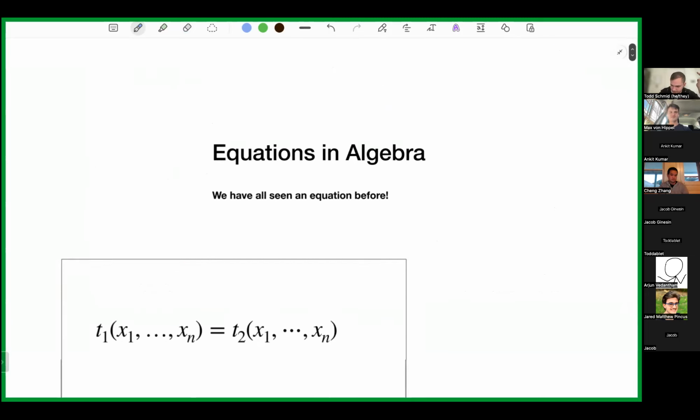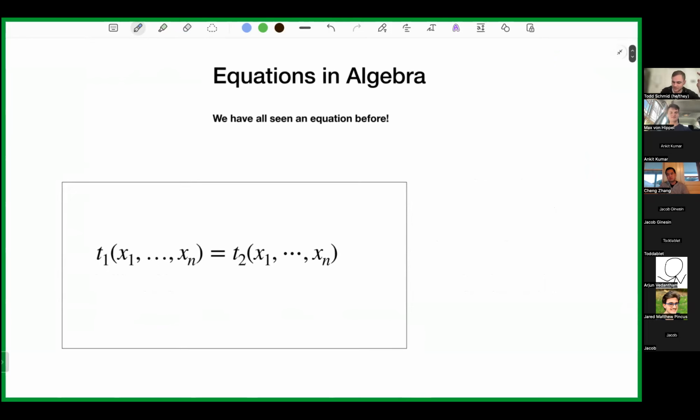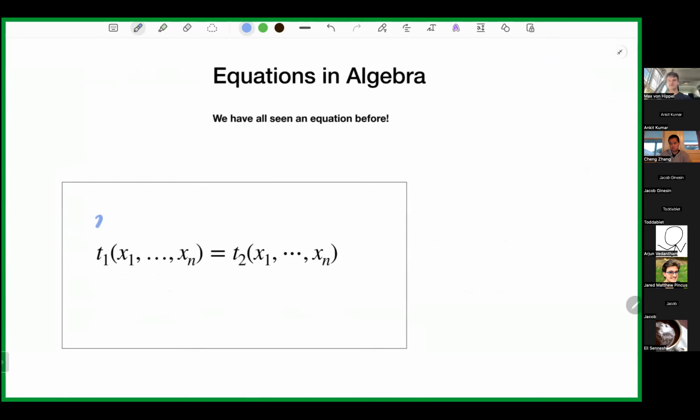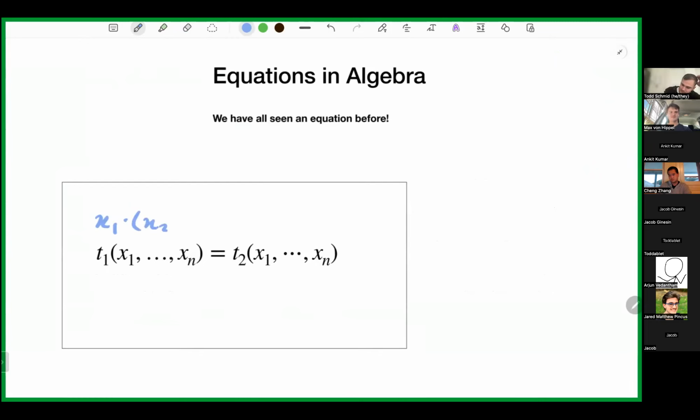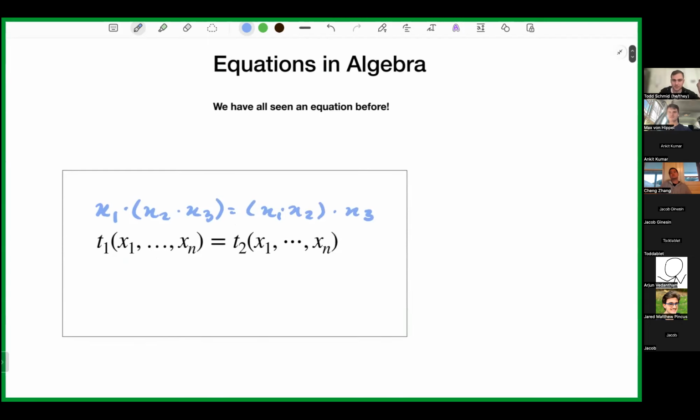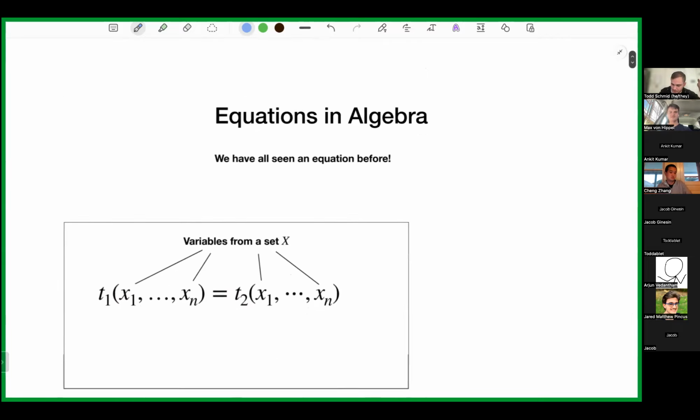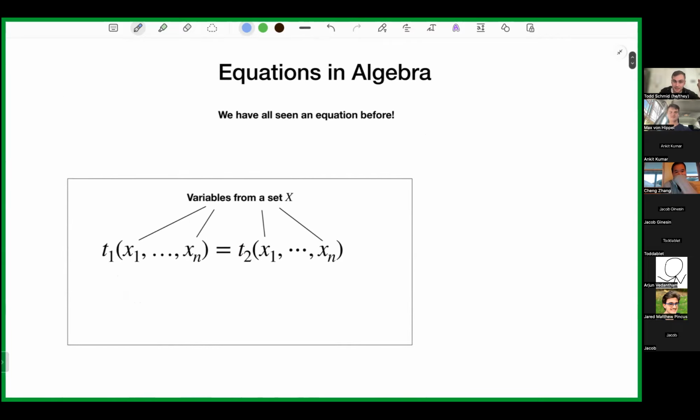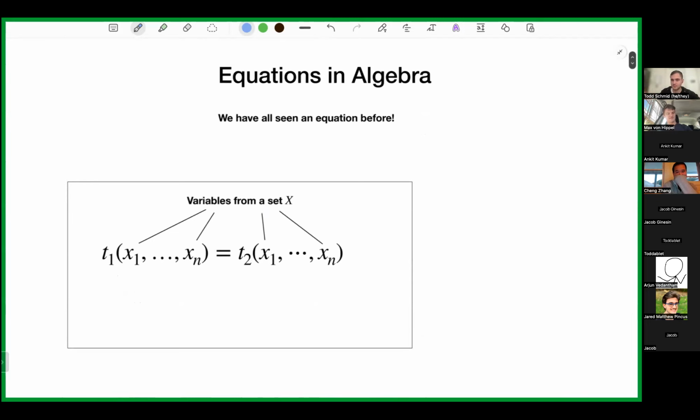So let's talk about equations a little bit. We've all seen them before. I've written this equation over here a little bit abstractly, but it should be more or less familiar. If you write things like x1 times x2 times x3 equals x1 times x2 times x3, this is just a more concrete version of what I've written below. This is exactly how you should interpret equations. The left and right-hand side of an equation in algebra are two terms that are built out of some variables.